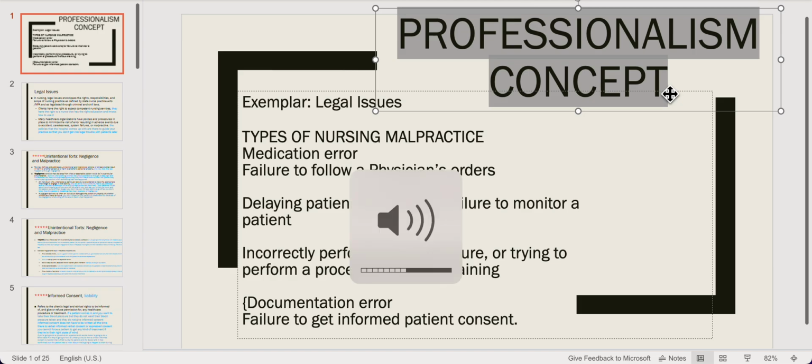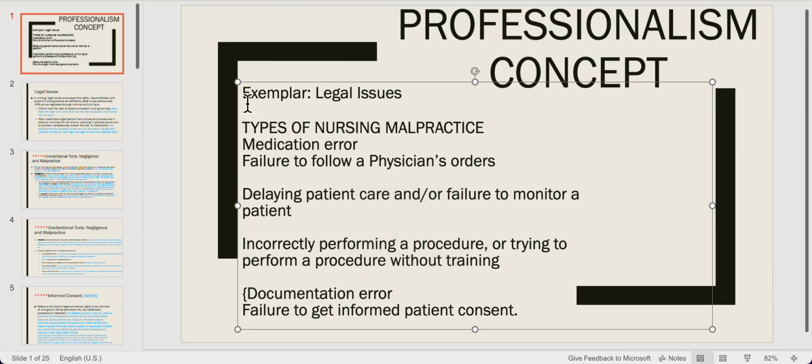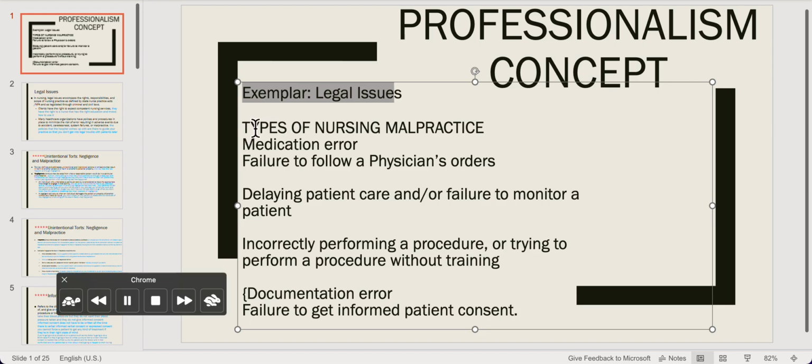Professionalism concept. Exemplar, legal issue.